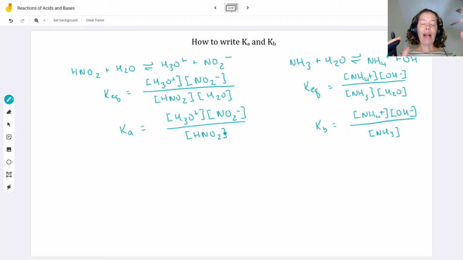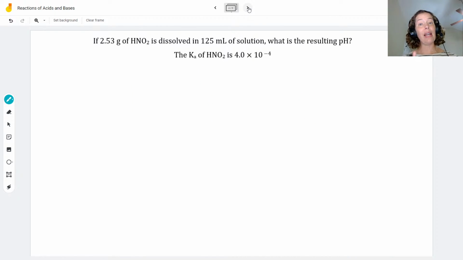Notice that these are in brackets, which means we need concentration. So the first thing that I'm going to do for this problem is get the concentration of nitrous acid. Right now I have grams and I have volume. So my first task is to convert grams into moles and then make that into molarity or concentration.